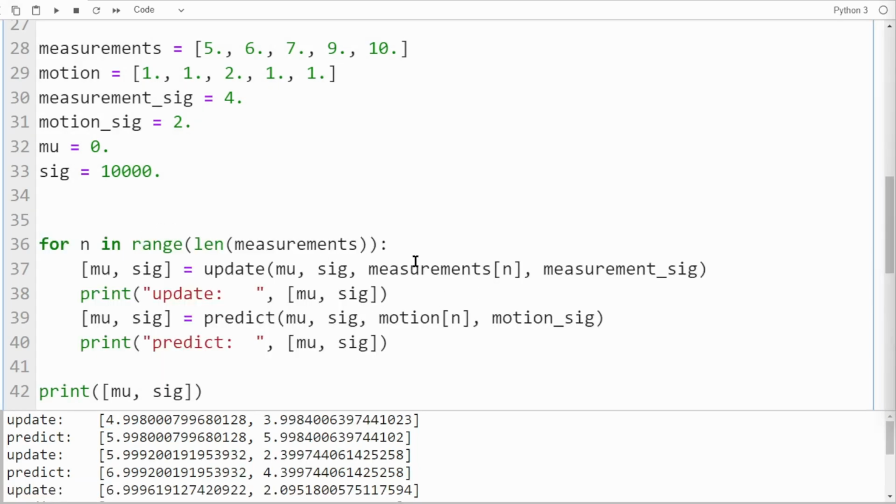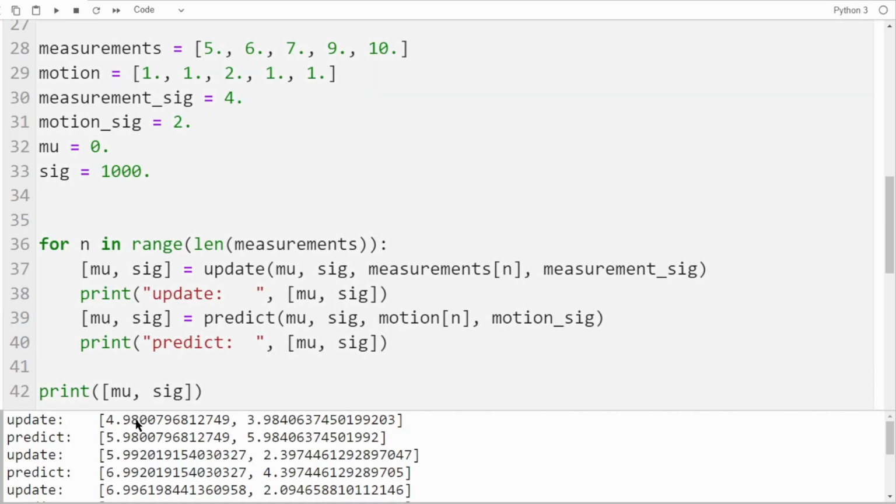So this piece of code implements the entire Kalman filter. It goes through all the measurement elements, and it quietly assumes there are as many measurements as motions, indexed by n. It updates the mu and sigma using this recursive formula over here, where we plug in the nth measurement and the measurement uncertainty. It does the same with the motion, the prediction part over here. It updates the mu and sigma recursively using the nth motion and the motion uncertainty, and it prints all of those out.